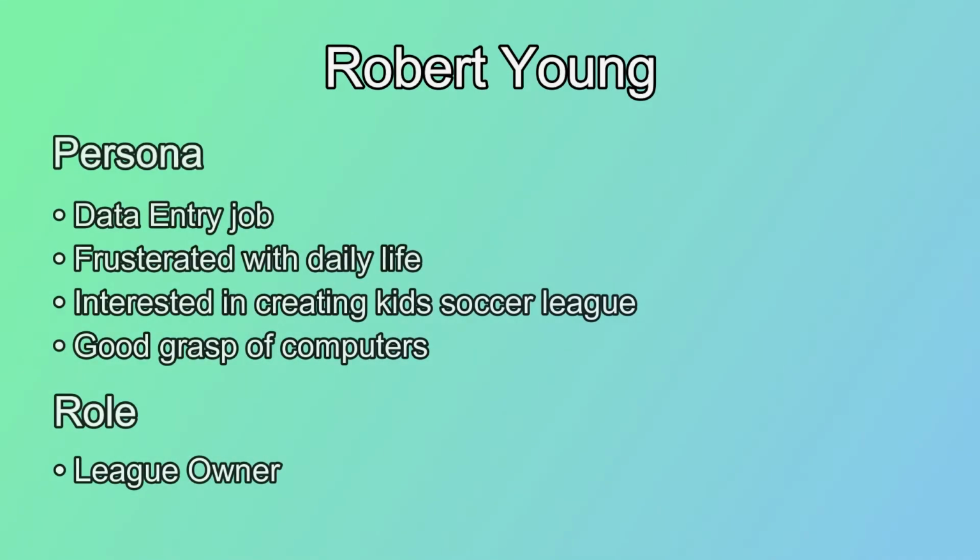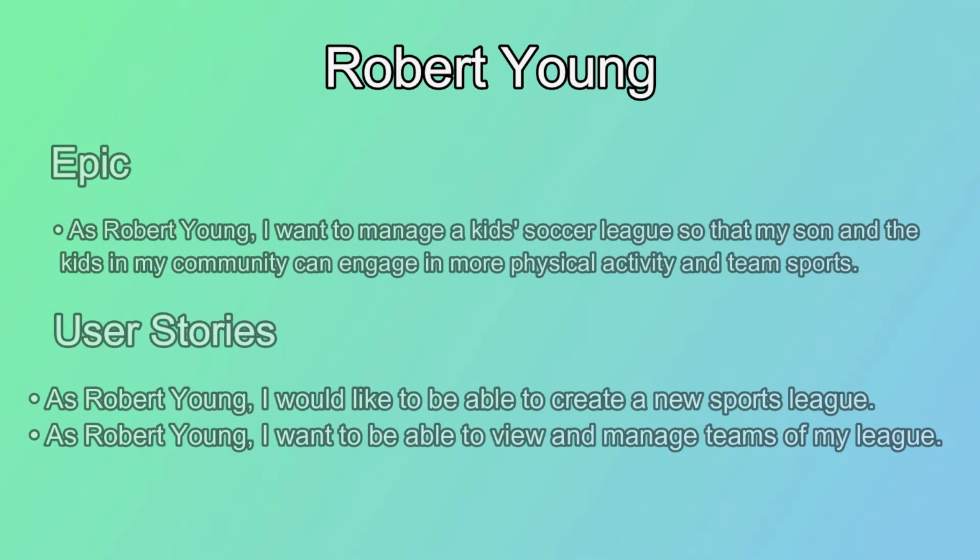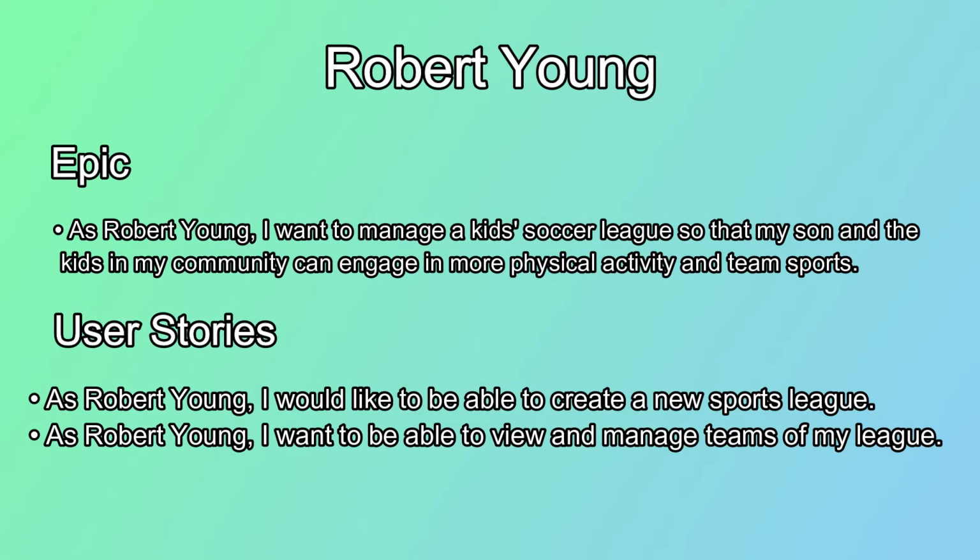Persona for Robert Young. Robert Young has been working data entry for 6 years. He's become frustrated with the routine of daily life and arguments with his wife. He's interested in creating a kids' soccer league. Robert has a decent grasp on how to use computers. Role: Robert Young is a league owner. Epic: as Robert Young, I want to manage a kids' soccer league so that my son and the kids in my community can engage in physical activity and team sports.